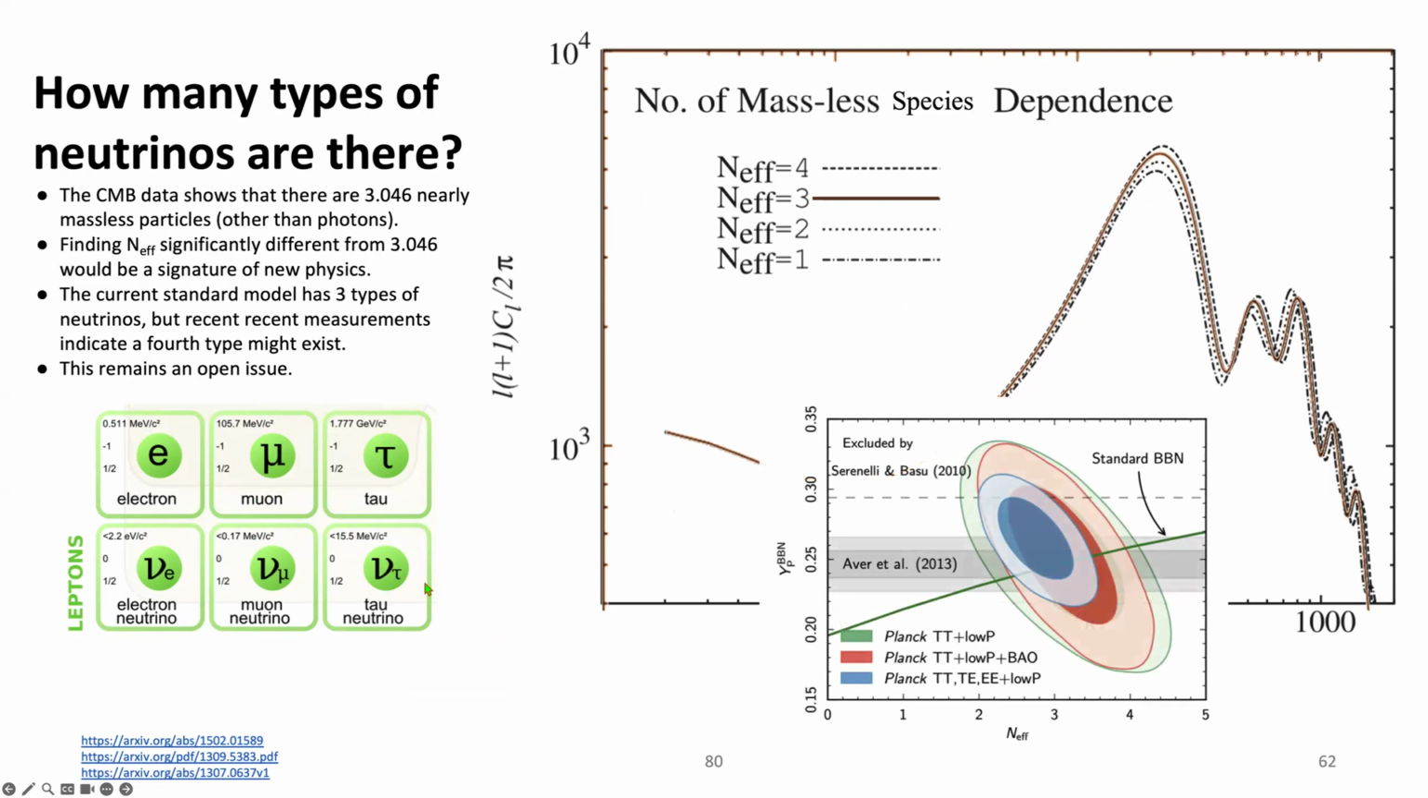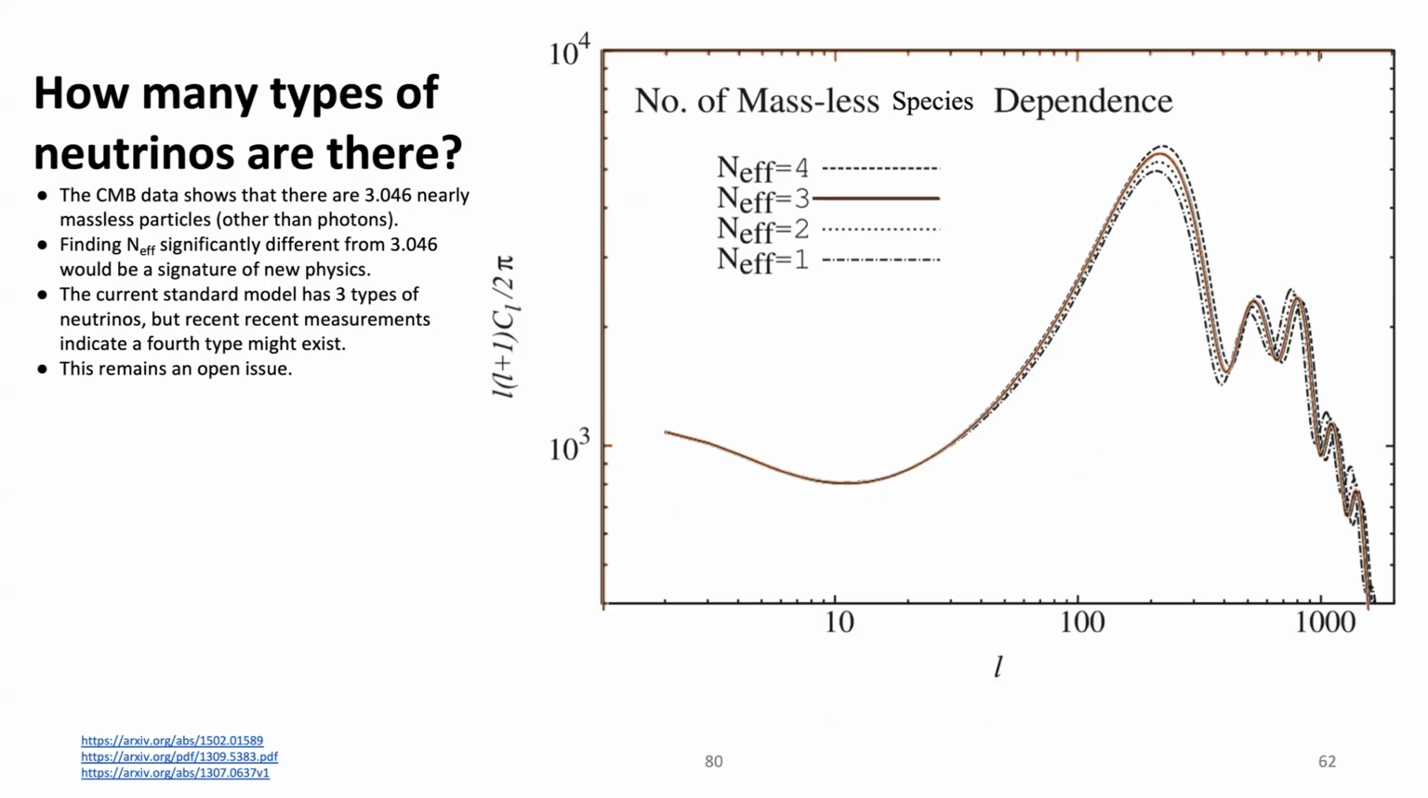There's other evidence that the number of neutrinos might not be 3. It might be 4. And unfortunately, this model, the cosmic microwave background, does not indicate that it's much different than 3, but that's an area of research.